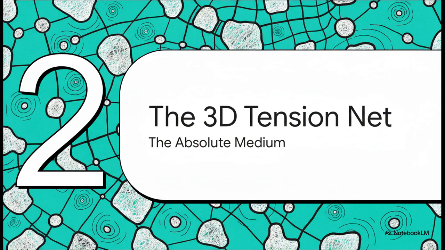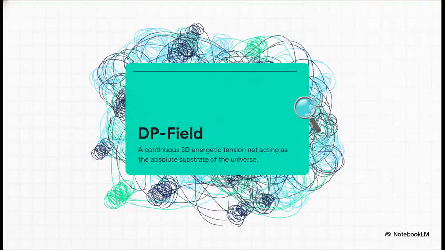Moving on to Section 2, the 3D tension net. Enter the absolute medium. So if space isn't an empty void, what exactly is it? Well, it's an absolute substrate, known as the dp field, which stands for dissociative pressure field. I want you to think of it as a layer 1 baseline. It's a continuous, highly energetic 3D tension net. And in this framework, physical matter isn't some separate object placed into the void. It's a localized vortex structurally folded right out of the medium itself.